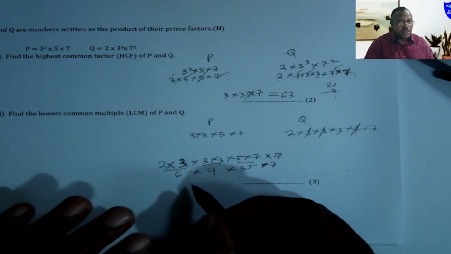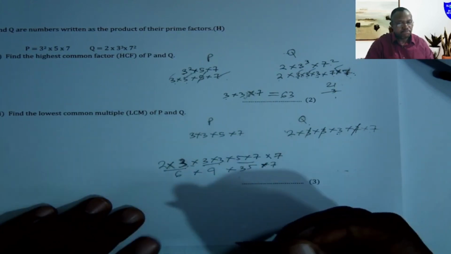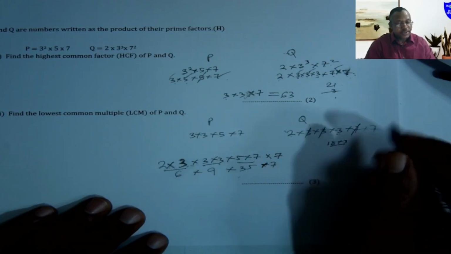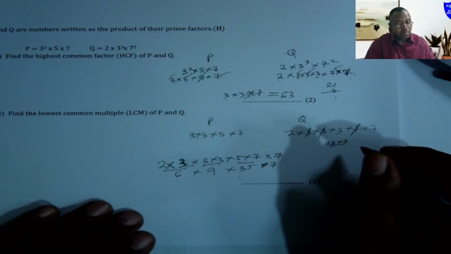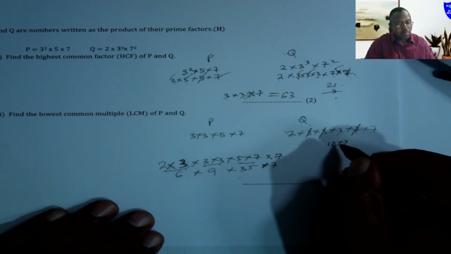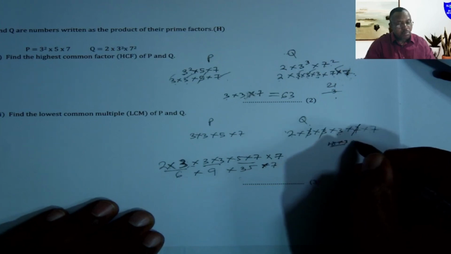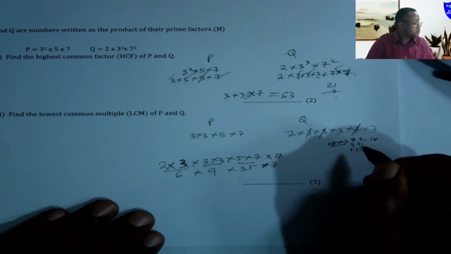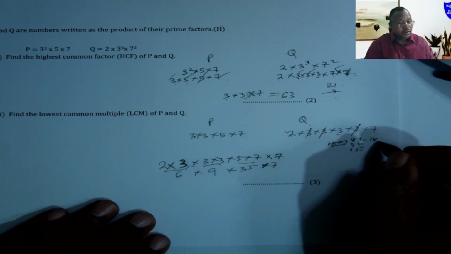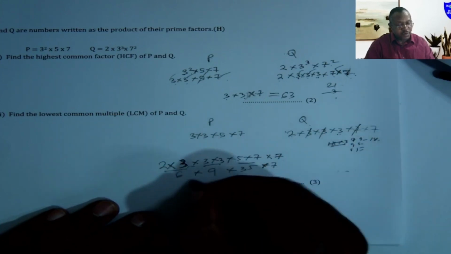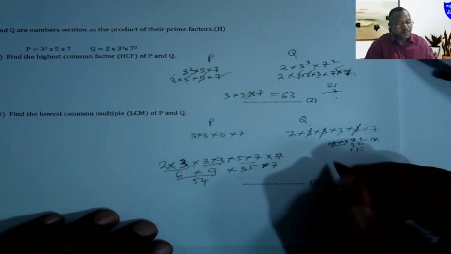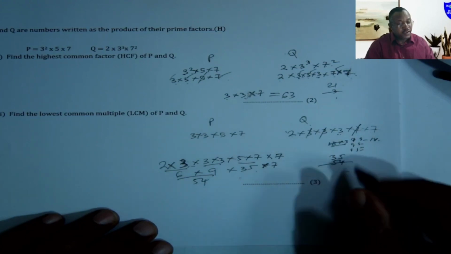6 times 9, that is 18 by 3. That's 18 by 3, guys. That gives us 54. Then 54 times 35.